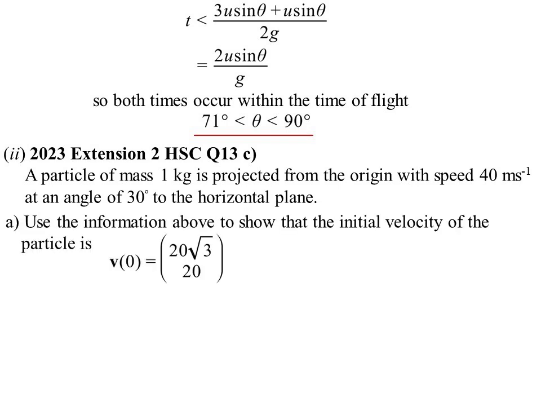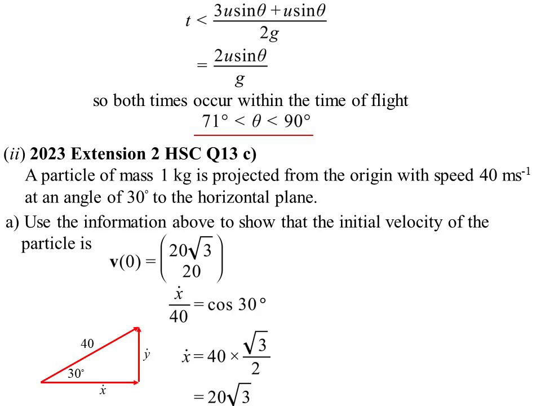Using that information, show that the initial velocity is this. We have to show that. All right, we'll draw up our components of velocity, and x dot ends up being 20 root 3, which is what we're expecting, and y dot ends up being 20, which is what we're expecting.